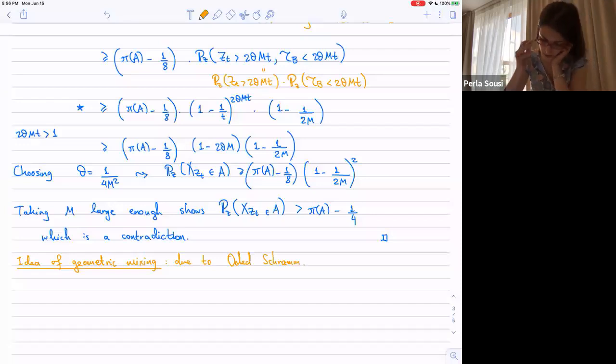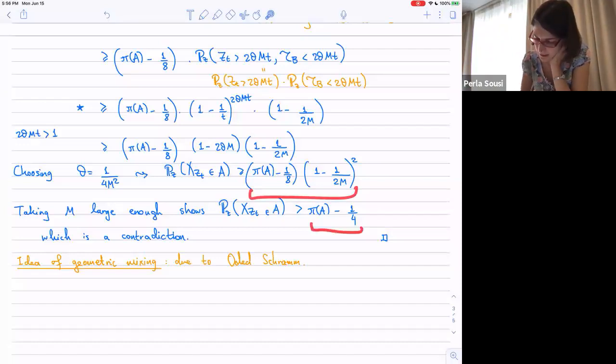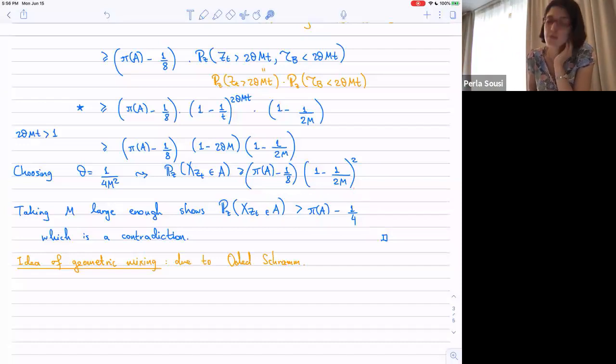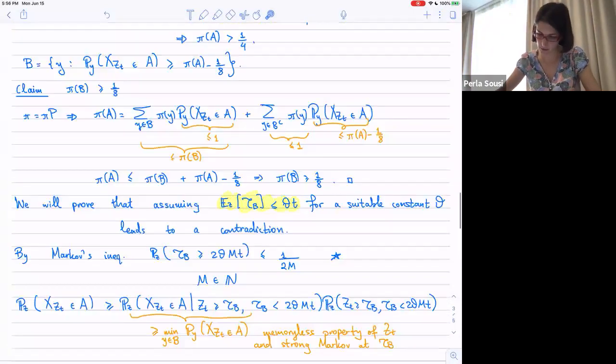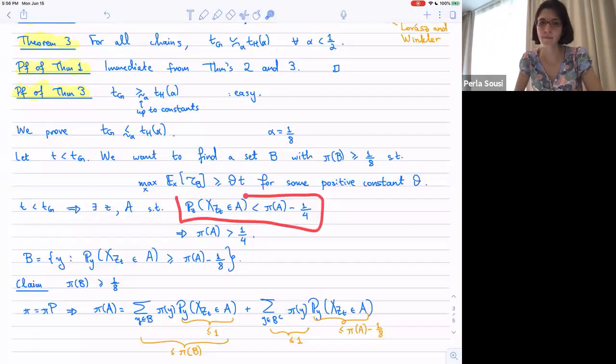Okay, so let me just go over the proof towards the end. What we showed is that if we take m sufficiently large, then this lower bound here is at least pi of A minus a quarter. And so this contradicts the choice of Z, that Z was a bad starting state for A, if I scroll up here. And so this gives a contradiction.